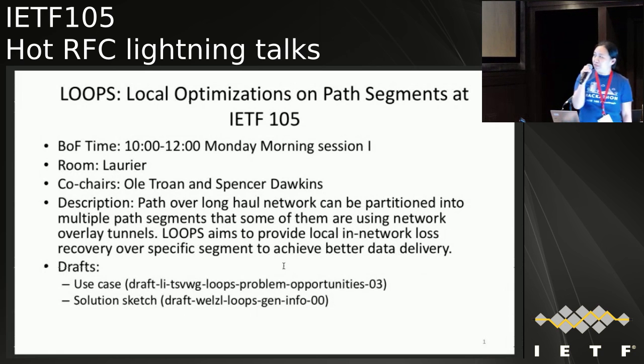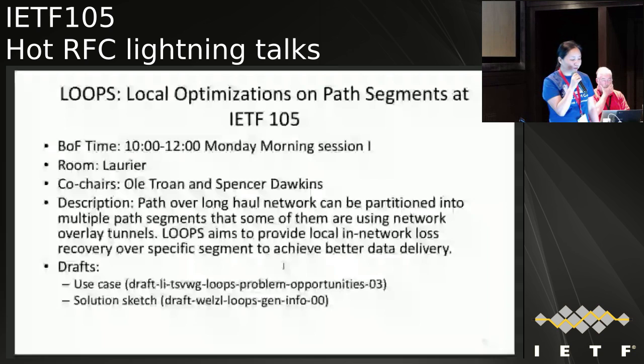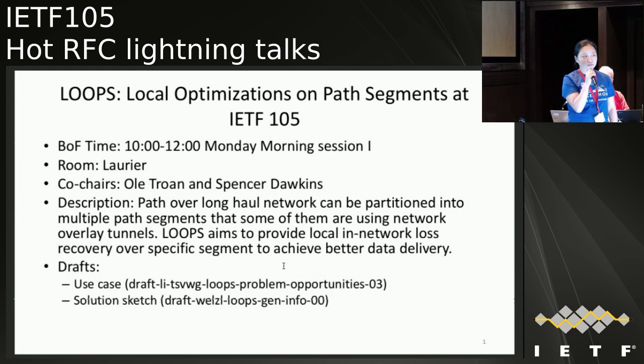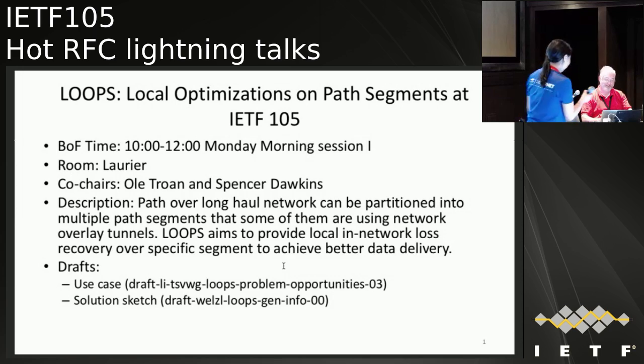Give a very simple description. The path of a long-haul network can be naturally or purposely partitioned into multiple segments via possibly a tunnel stitching. So LOOPS aims to provide loss recovery locally over some specific segments. So that's the basic idea of LOOPS. Here are two pointers to the drafts. So please read them and please join us tomorrow morning, 10. Okay, thanks.